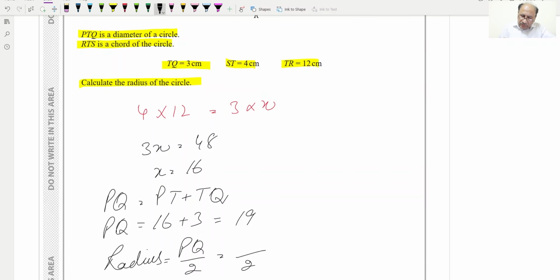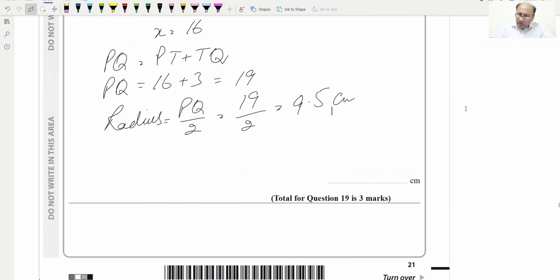So 19 by 2 will be 9.5. This will be in centimeters, and our answer will be 9.5 centimeters. This is a 3-mark question which we are done.